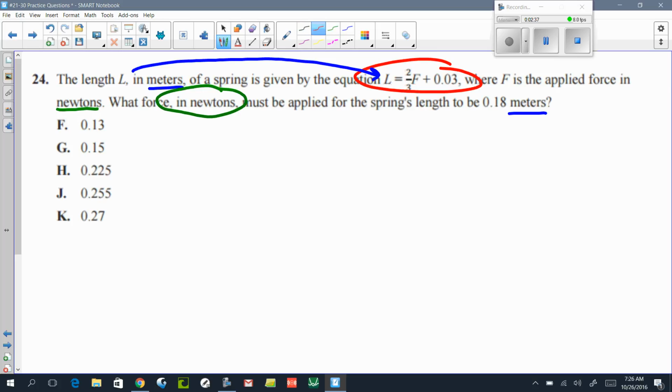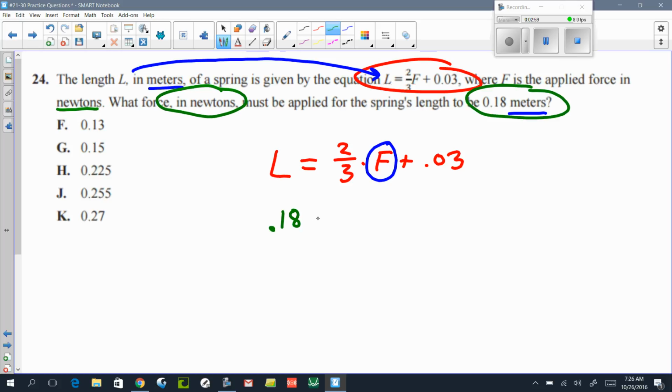So what I'm going to do here is plug in the given information into this formula. The length of the spring is 2/3 times the force applied plus 0.03. We know in this particular case, we're trying to find the force, but we know the spring has been stretched to 0.18 meters. So the length is 0.18 from this given information right here. And that's going to be equal to 2/3 times F, which we're trying to find, plus 0.03. So we can solve this basic equation: subtract 0.03, subtract 0.03.